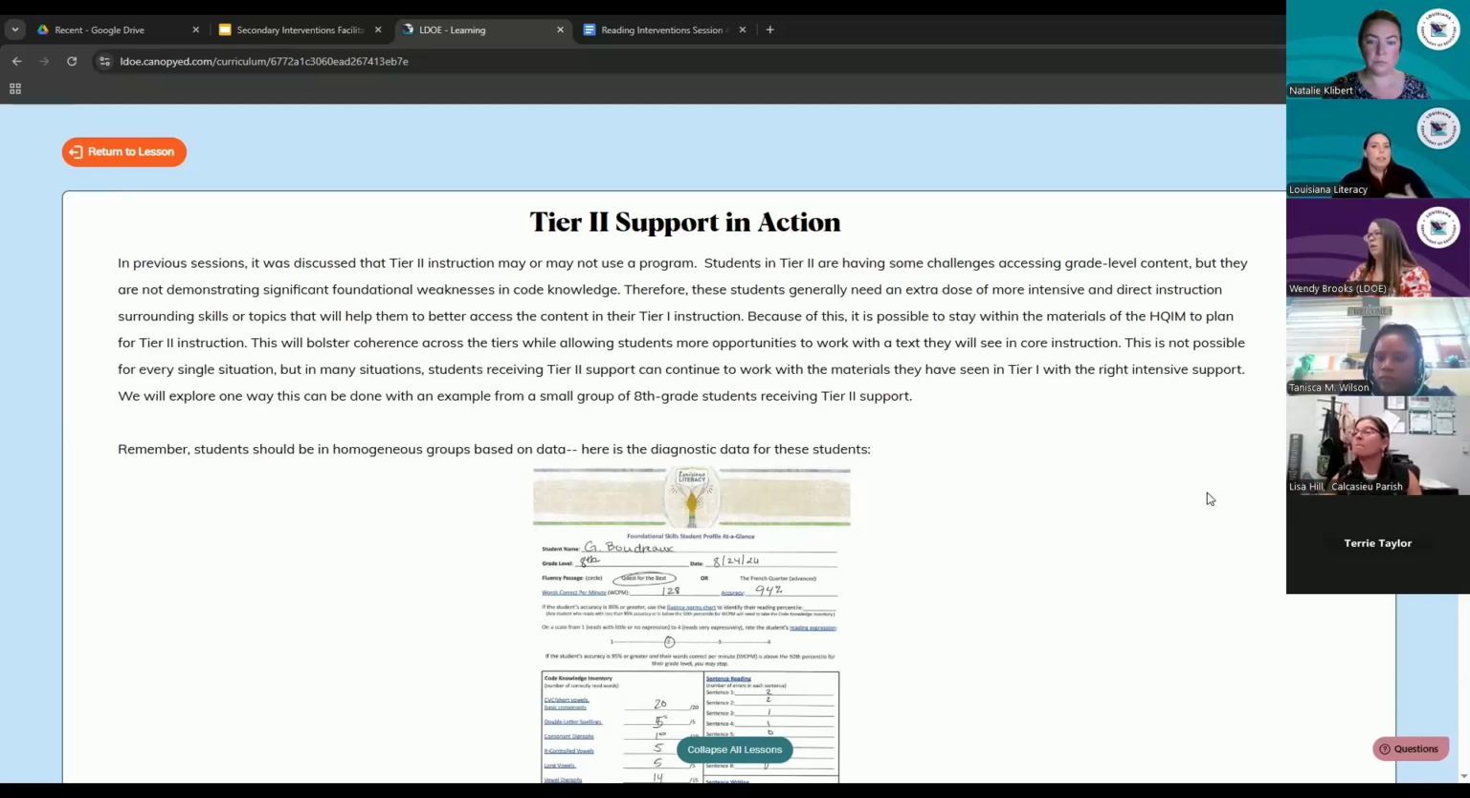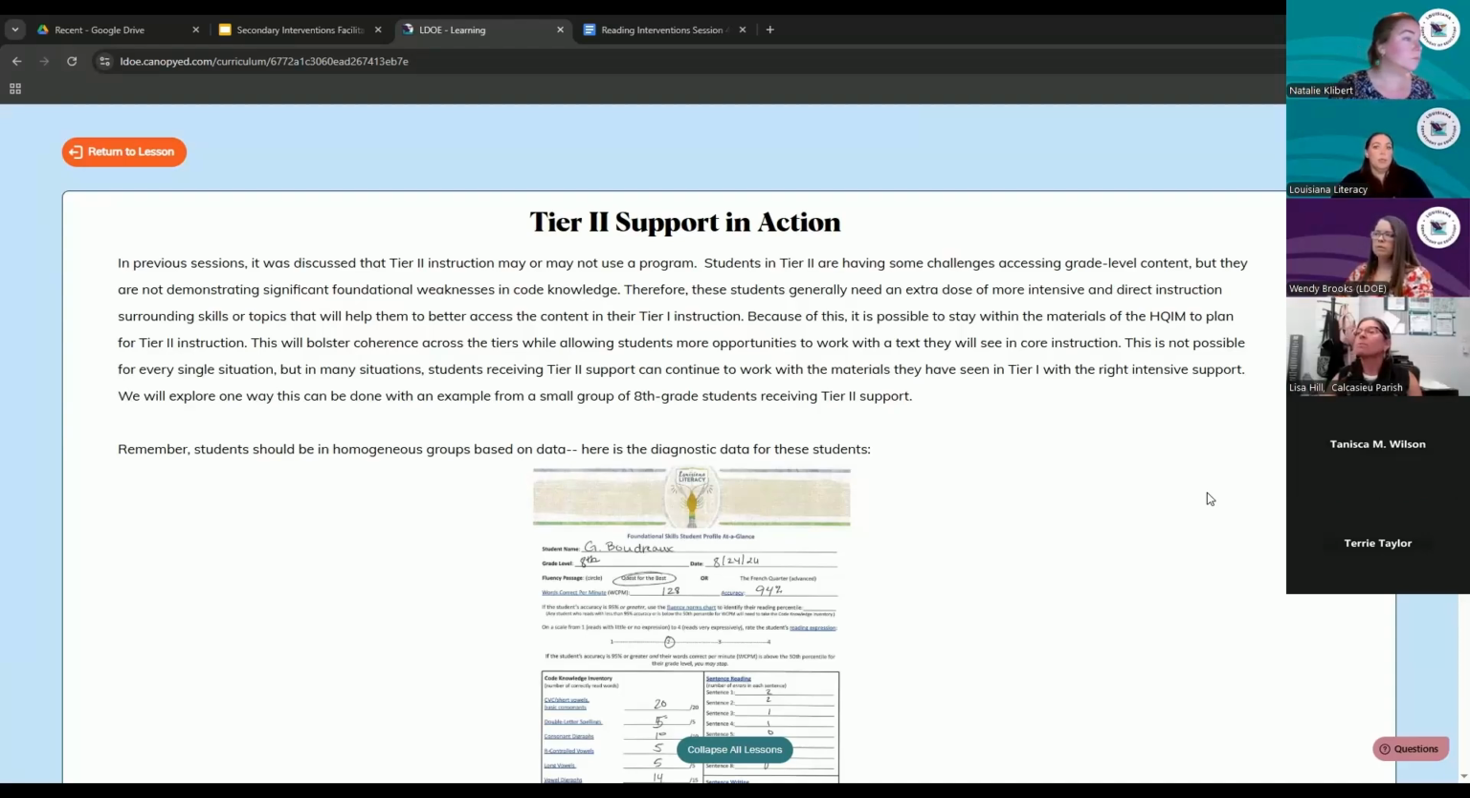And because of that, they're going to need some kind of extra dose of support or more intensive, direct and explicit instruction with those concepts and skills outside of their core block. And that's that 3 to 5 times a week for about 20 to 40 minutes.